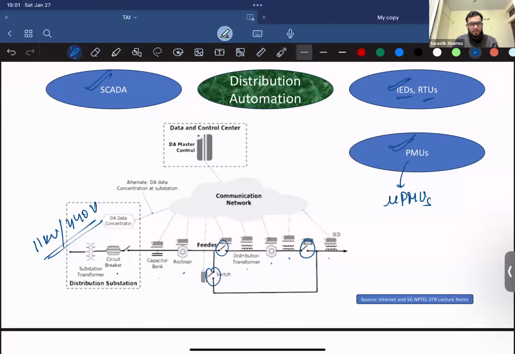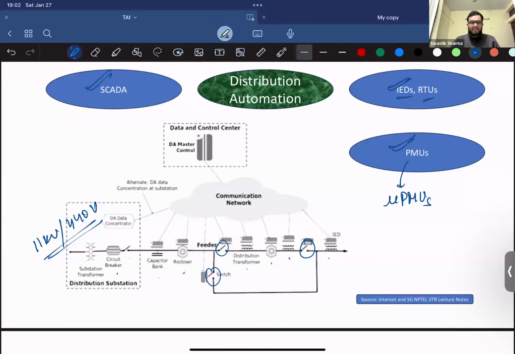So you have different technologies connected to different nodes. With each node, we also have IEDs connected to them. These IEDs convey data pertaining to voltage, current, and other quantities to the communication network, which is then processed at the data and control center. So this whole thing helps in proper management of the distribution system.